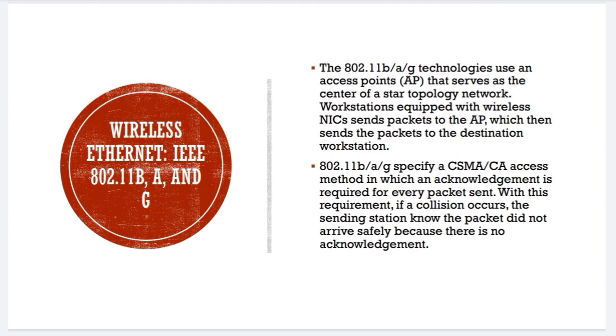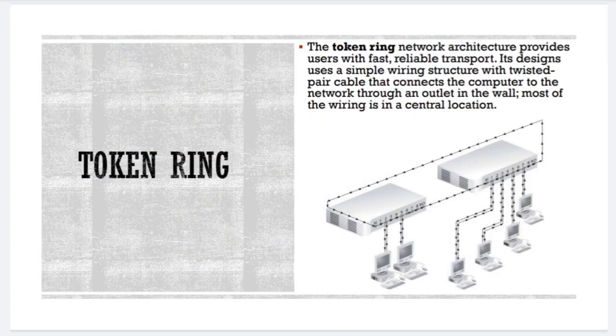Token ring. The token ring network architecture provides users with fast, reliable transport. It uses a simple wiring structure with twisted pair cable that connects the computer to the network through an outlet in the wall. Most of the wiring is in a central location.